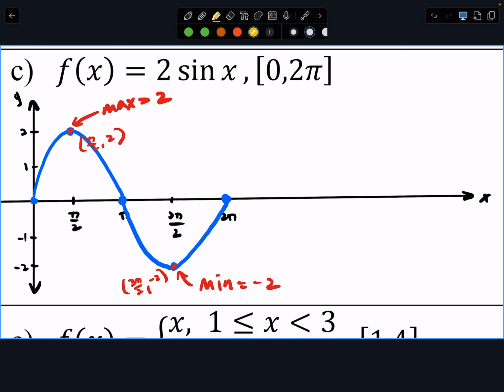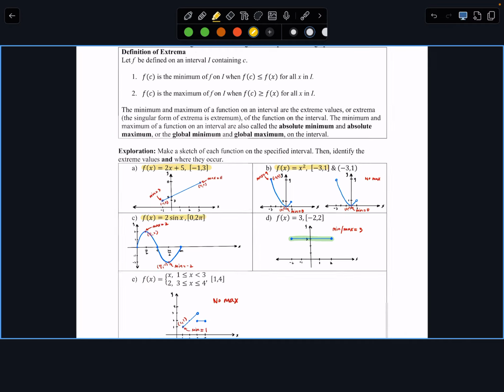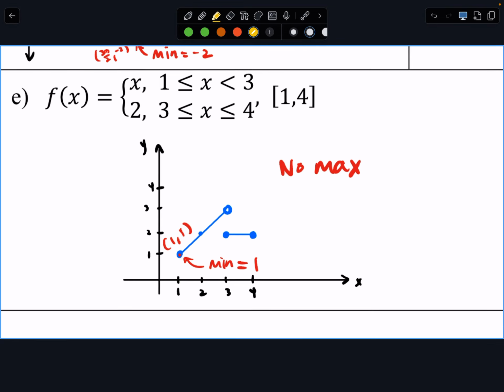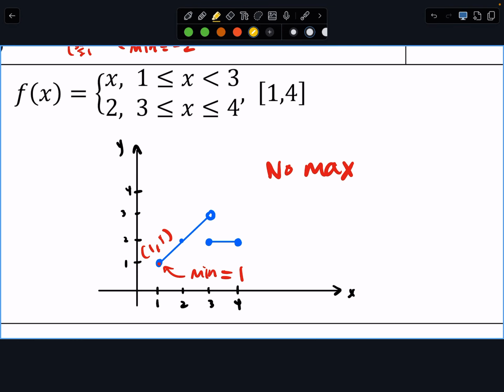What about 2 sine of x on the interval from 0 to 2 pi? Continuous on a closed interval. Okay. Then f of x equals 3 from -2 to 2. Yup. And then what about the piecewise from 1 to 4? It isn't continuous, right? What type of discontinuity occurs? A non-removable discontinuity at 3, so we cannot highlight that one. We have the closed interval, but we don't have that it's continuous.